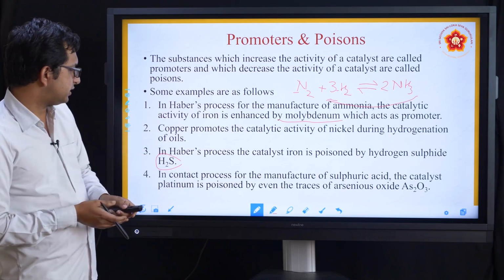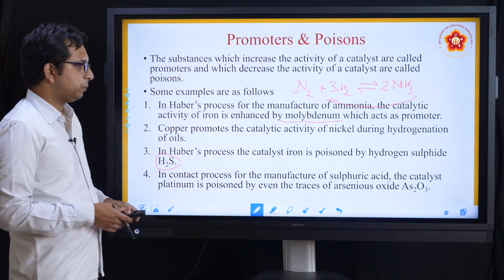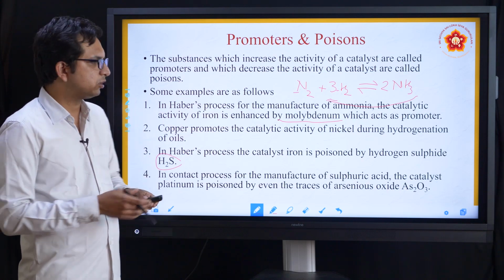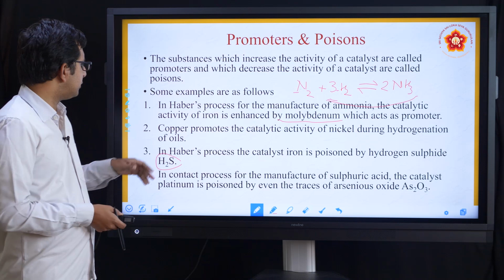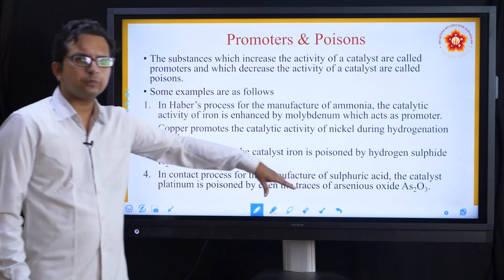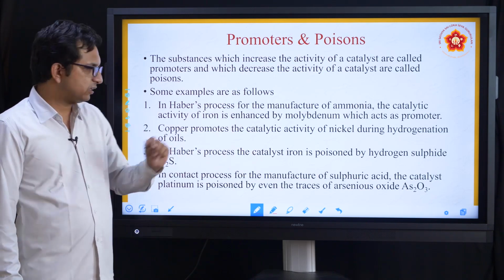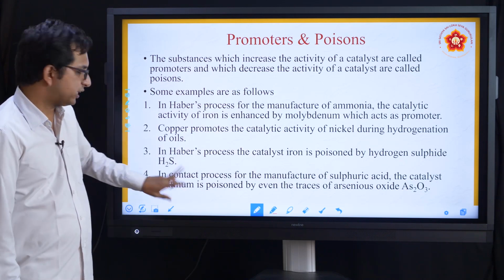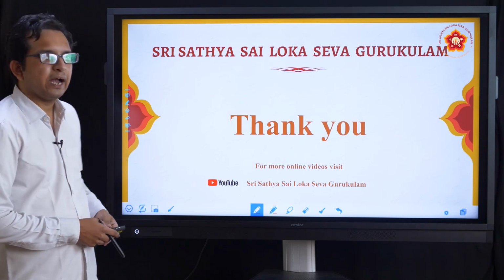We have another last example here in the contact process. Platinum is poisoned by even traces of arsenic oxide. So platinum is the one which we use as a catalyst, and if there are arsenic oxides present, generally it will be present because we extract this from Earth's crust, and these types of elements are present in small traces. So if they are present, the reaction will not happen at a faster pace. It will slow down the activity of platinum. So this was about promoters and poisons.